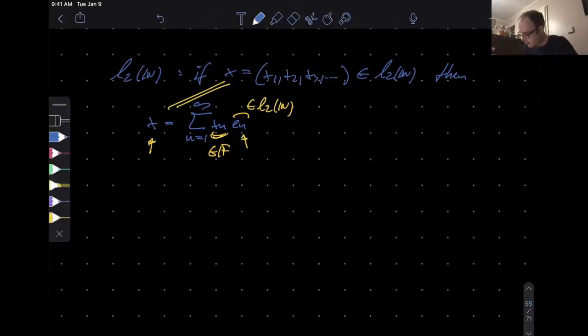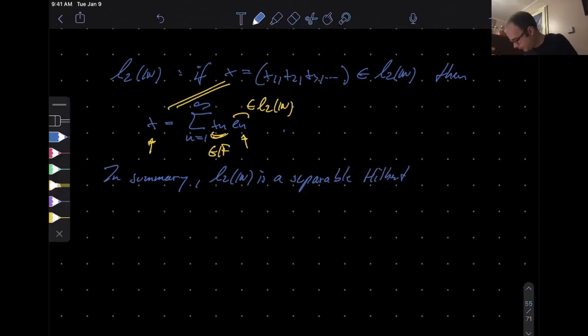Okay, then in summary, small L2 is a separable Hilbert space. It will be one of the two prototypical types of separable Hilbert spaces to be discussed very soon. Okay, but before we do this, the earlier theorem was about the existence of orthonormal bases, right? So we're not there yet.